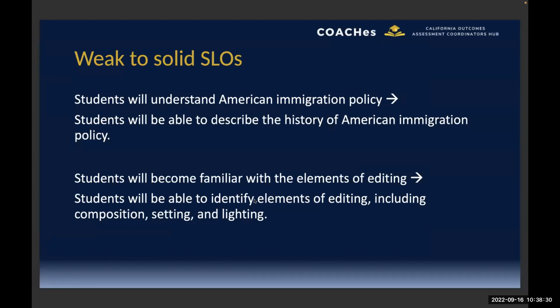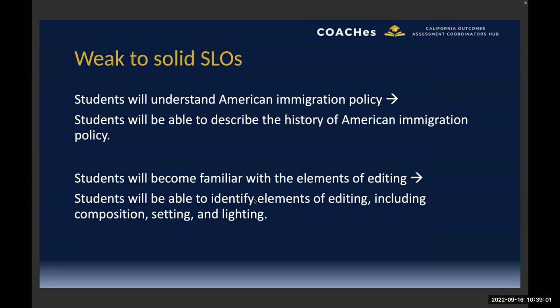So we need to be just a little bit more specific, and students will be able to describe the history, and we can absolutely measure whether or not they're able to describe. But again, this gives academic freedom to the instructors in that they will be able to determine which method is best for assessing whether students will be able to describe or not. Okay. And then I have some more examples in here that go from kind of weak to solid.